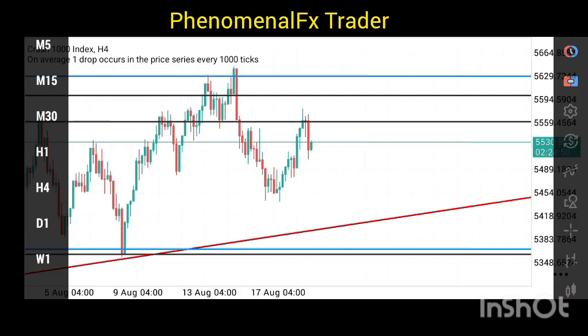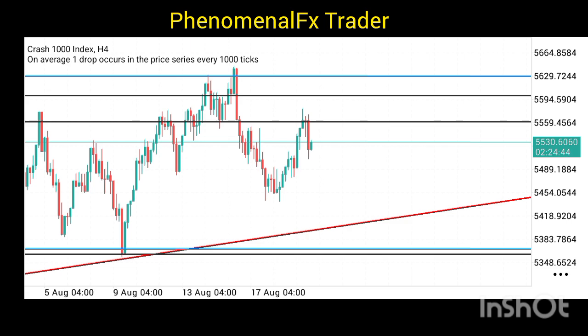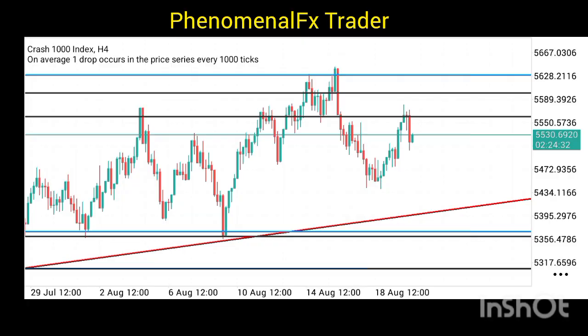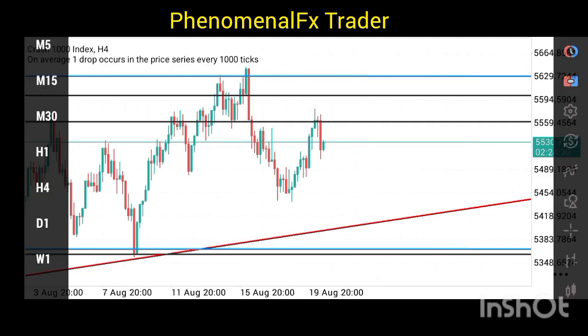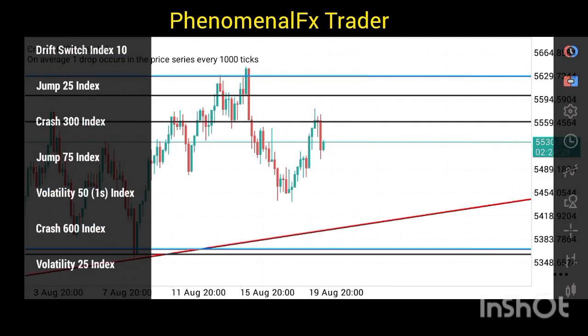So that is how it works, guys. All you need to do is practice, identify the trend, then spot the consolidation, spot when the market is pulling back to continue with the original direction, and you'll be fine. As simple as that, guys. Then we also spotted another setup on Crash 900 Index.